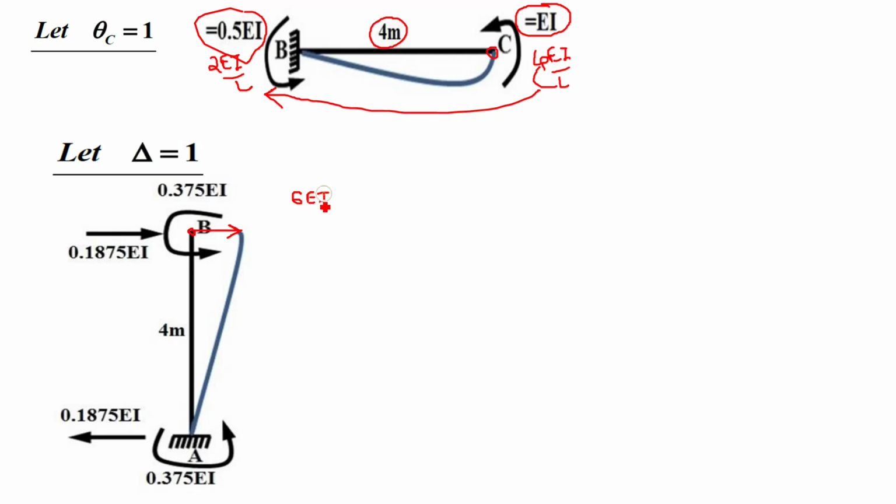If you substitute the values of L and EI, L is equal to 4 meter for the column. EI is constant, I is equal to I only. So if you substitute 6 divided by 4 square, that is 6 by 16, the magnitude of moment is 0.375 EI at both ends.